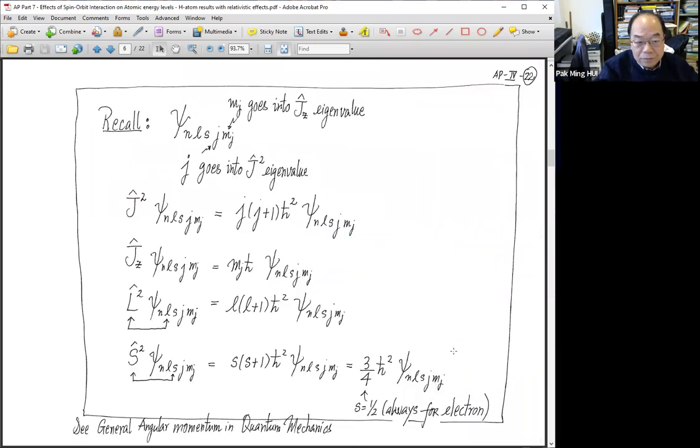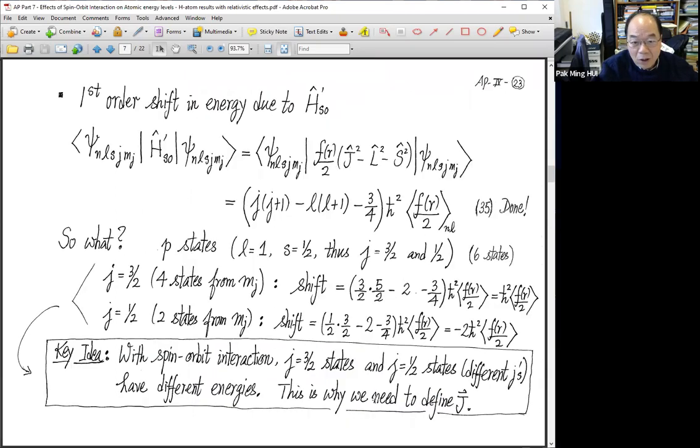Just to remind you, when you see J squared operating on this, it picks up this eigenvalue. When you see J_z operate on this, you pick up M_J. When you see L squared operating on this, it identifies the l. When you see S squared operating on this, it finds the s, and it is the boring half. Okay, so it is this. Okay, so ready, go.